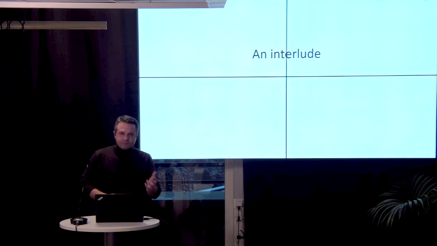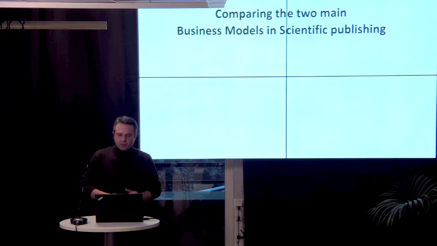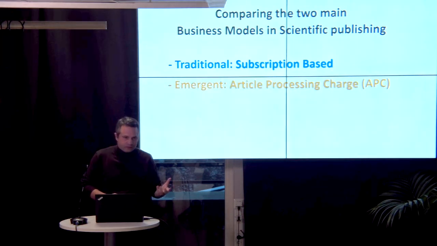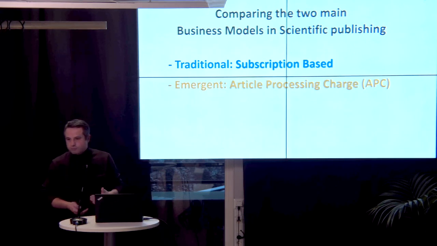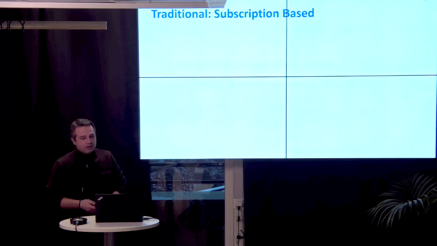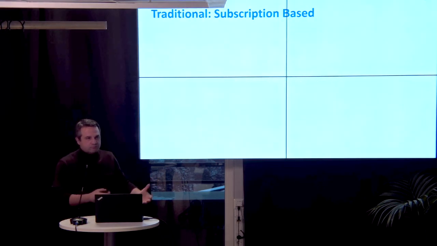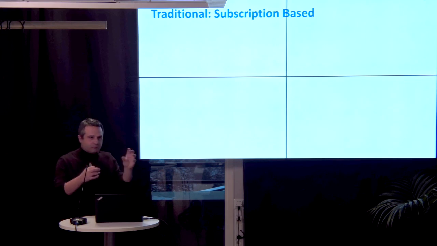Now let me make an interlude. I want to compare the two main business models in scientific publishing existing nowadays: the traditional, subscription-based, and the emergent article processing charge business model. So let me reflect on some key logical connections.